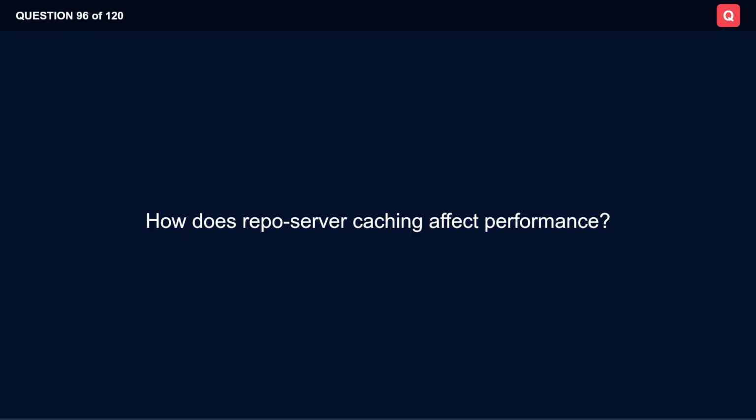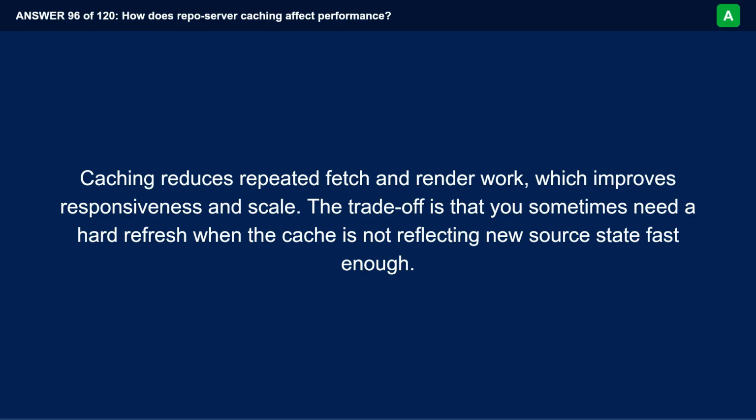How does repo server caching affect performance? Caching reduces repeated fetch and render work, which improves responsiveness and scale. The trade-off is that you sometimes need a hard refresh when the cache is not reflecting new source state fast enough.